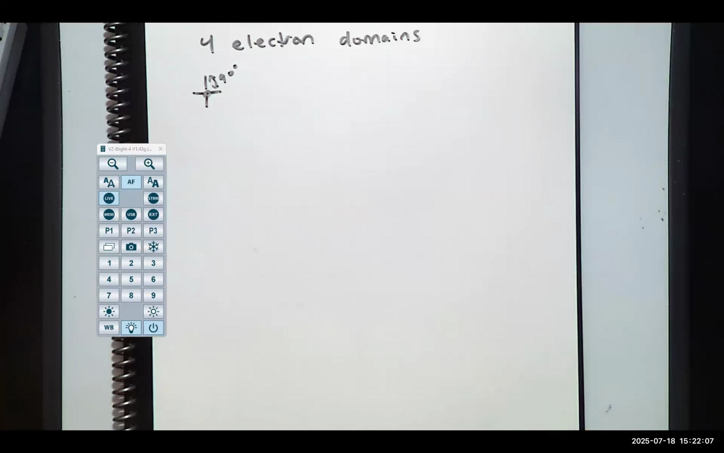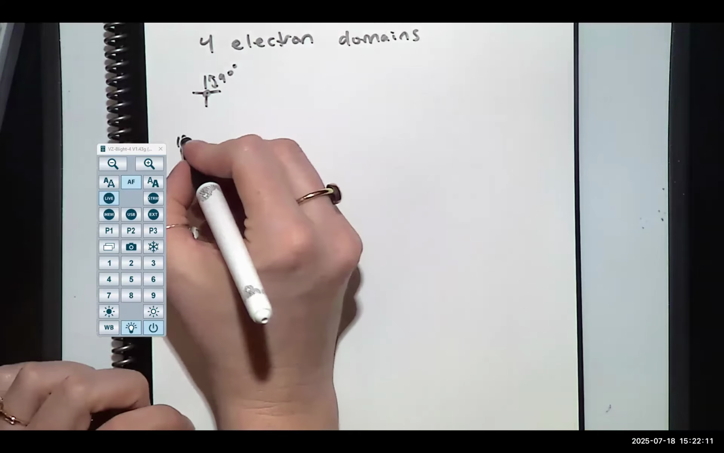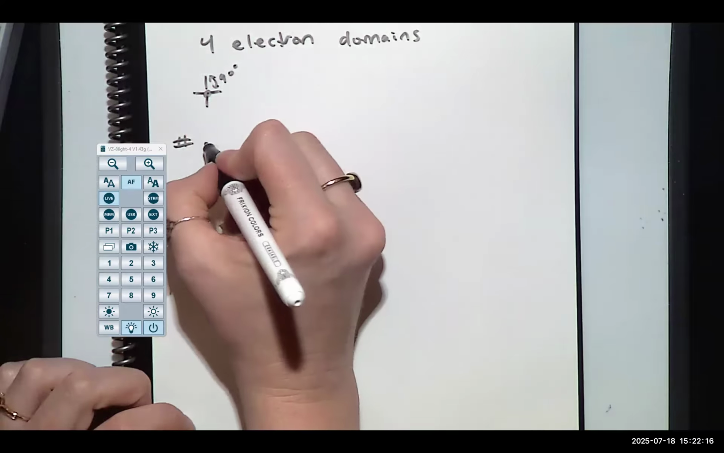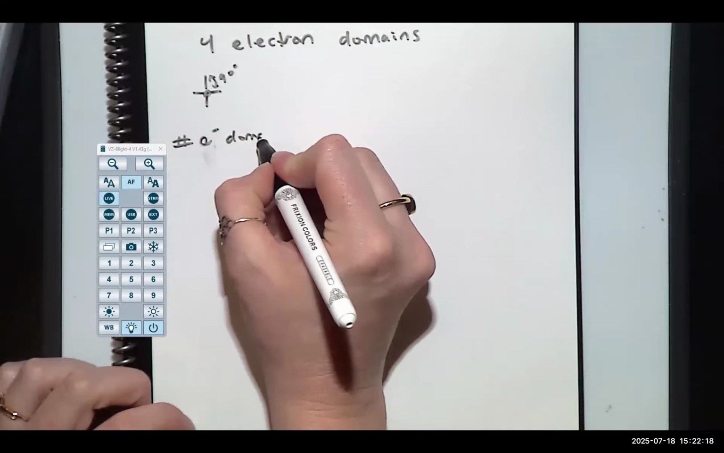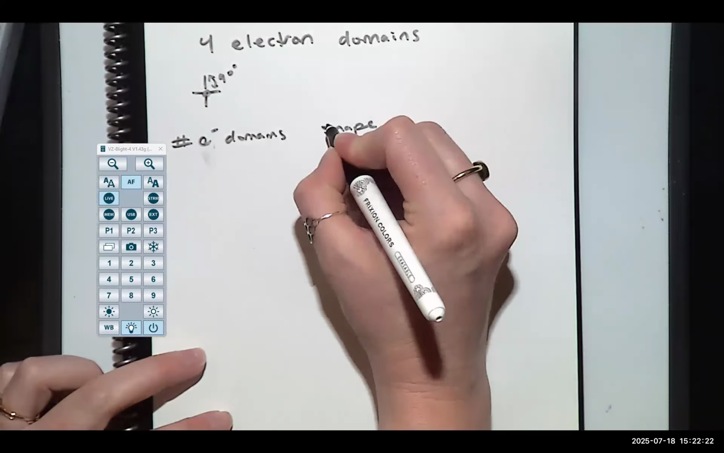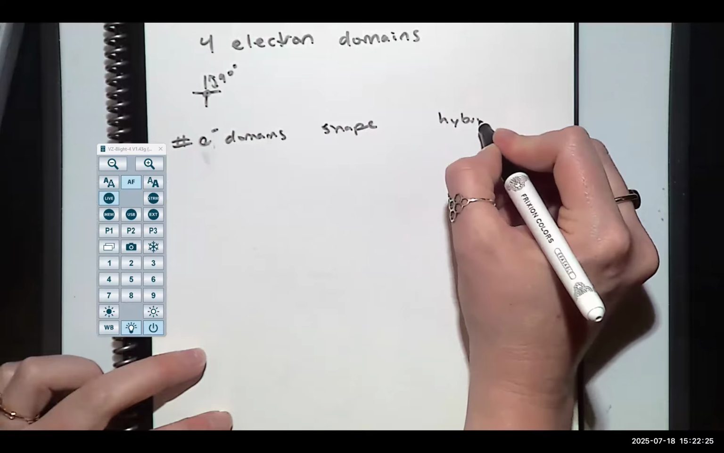So I'm going to put that into a chart. We're going to say the number of electron domains, the shape it takes, and let's also do the hybridization.